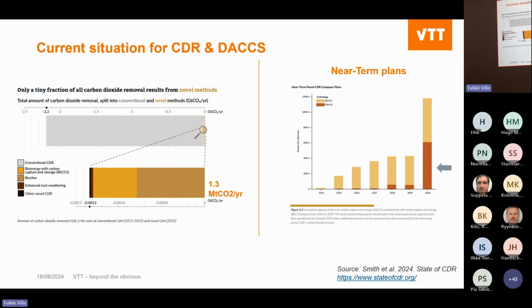And only a tiny bit is done with these novel methods, so technological methods such as BECCS that was mentioned earlier, or biochar production. And actually DACS is their last little tiny black line. DACS is inside that. So basically we only have some demonstration plants existing. So there is a huge development that should be done with that technology. But in the near-term plans, the DAC projects are increasing starting from the 2030s.